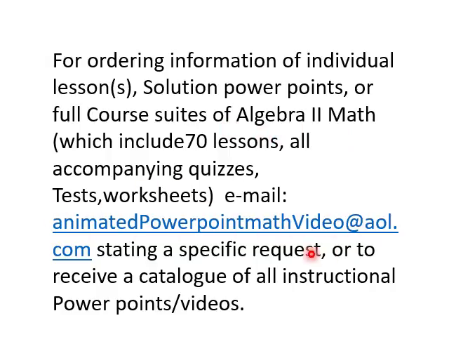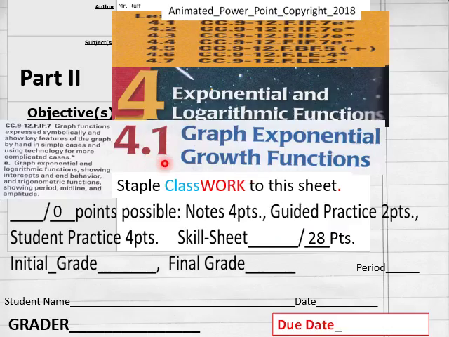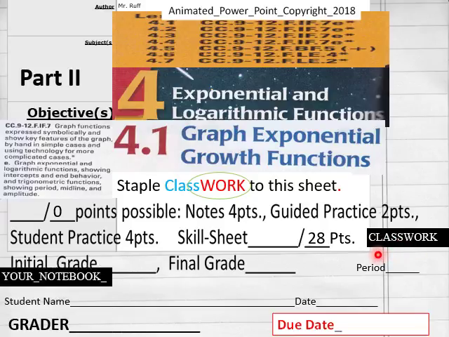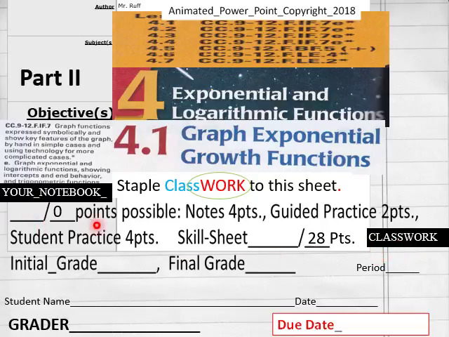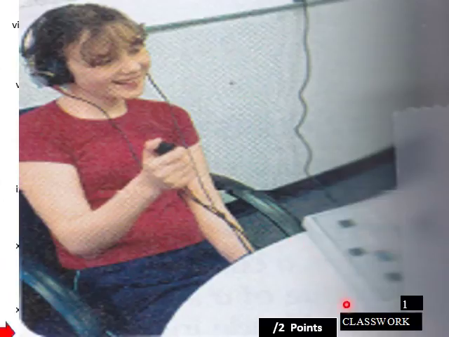Part 3 is available here. And for 4.1 part 2, here is your standard: we're going to graph exponential growth functions. We have a 28-point skill sheet today for your classwork. If you need classwork sheets, email me for those. And we have no notes today.